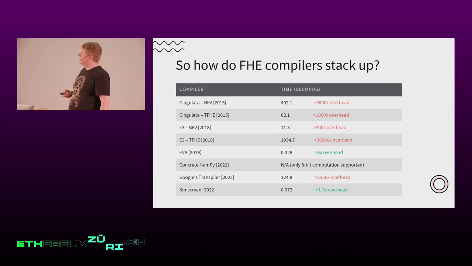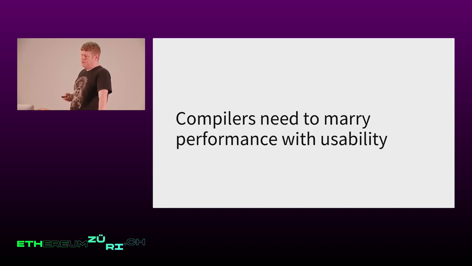However, with a lot of FHE compilers, you can describe this exact program, and you get overheads anywhere from a few hundredfold to tens of thousands of fold. Two notable exceptions here are Ava, which is a Microsoft compiler that uses CKKS, and again, CKKS is not so useful in Web3. And then the Sunscreen compiler, which can do this with a 1.3x overhead. So for a compiler to be useful in Web3, it has to deliver performance.